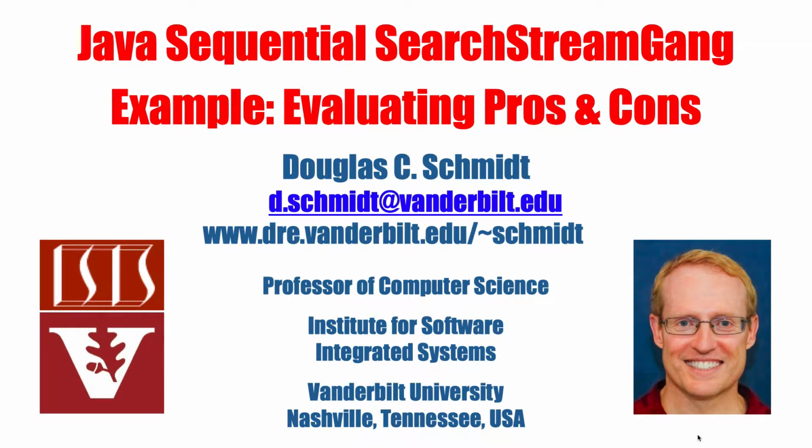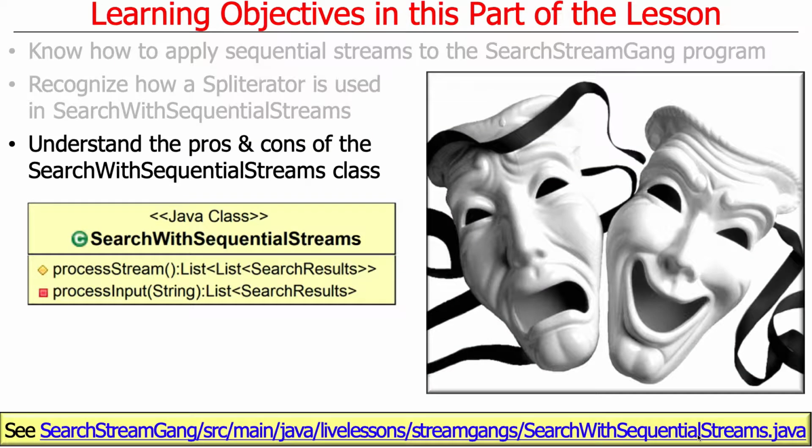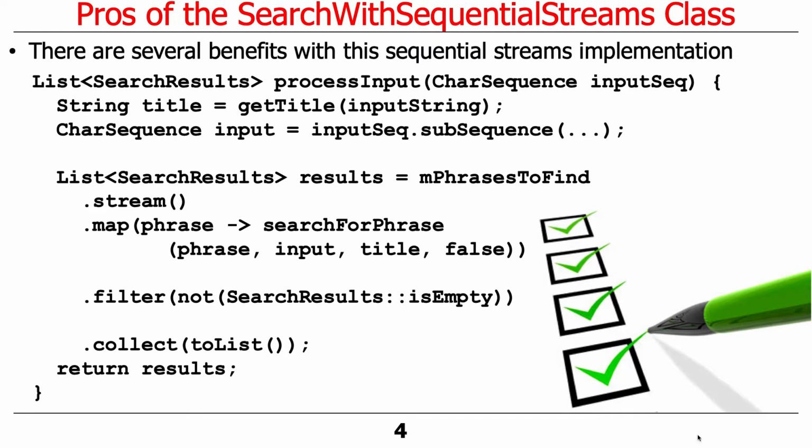So now that you've seen pretty much all the code, and we've visualized the implementation graphically and walked through the source code in quite a bit of detail, let's take a step back and evaluate the pros and cons of what we've seen. We're going to talk about the pros and cons of the SearchWithSequentialStreams class and the associated methods that help out with it.